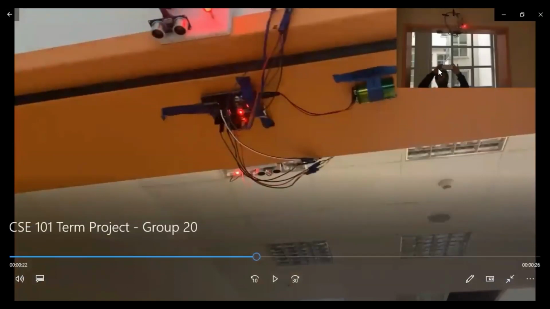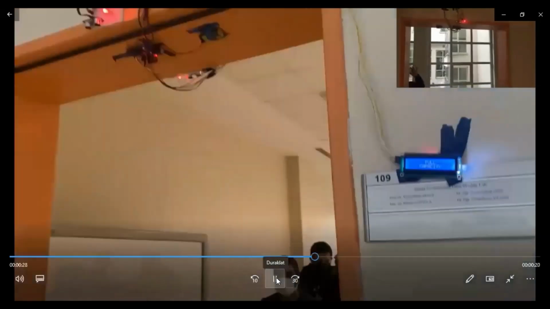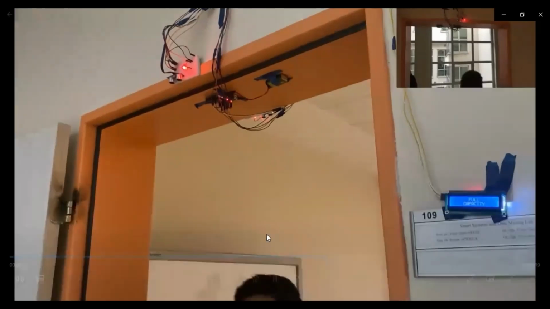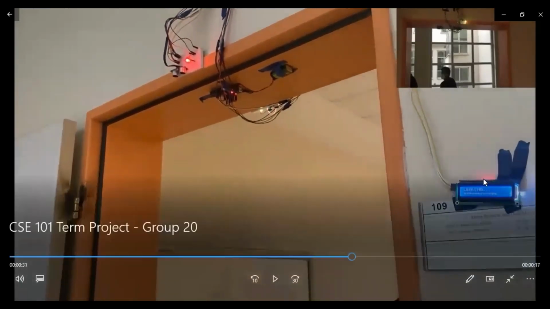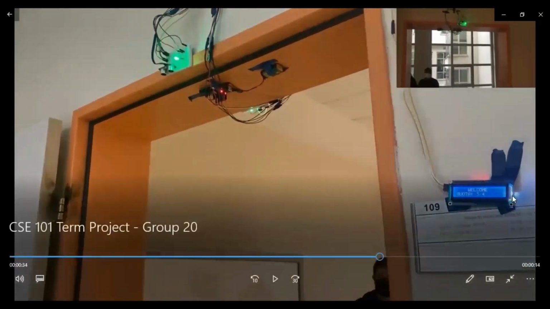My friend who holds the camera, this guy, is going to try to enter, and the buzzer will beep again because the place has reached the defined capacity. When someone tries to leave, the same process will happen again. The LCD screen displays a leaving message and decrements the quota by 1. As you can see, it displayed the leaving message and decremented the quota by 1.